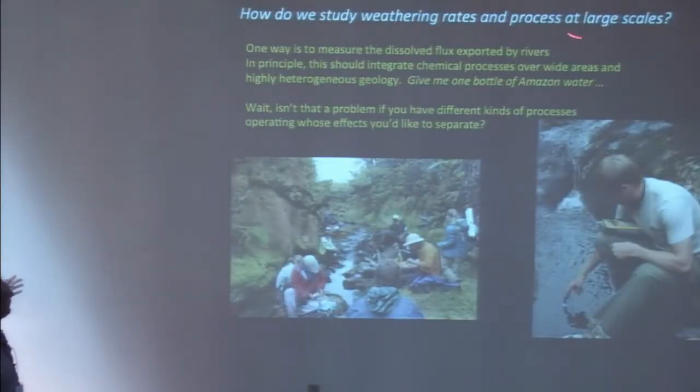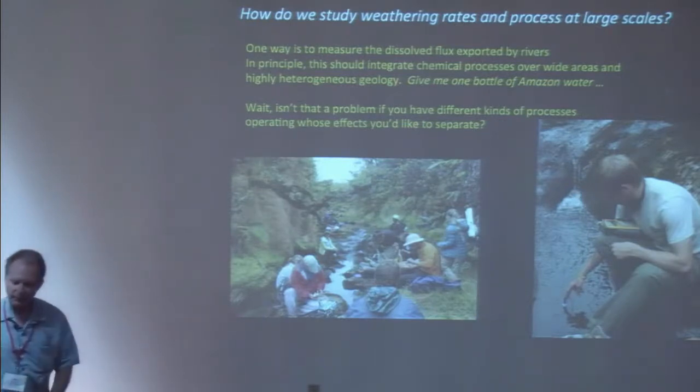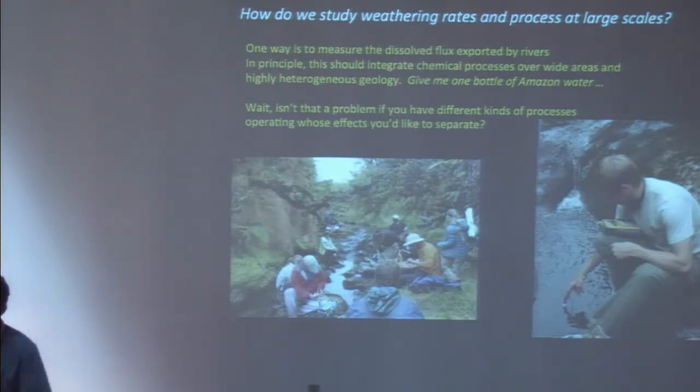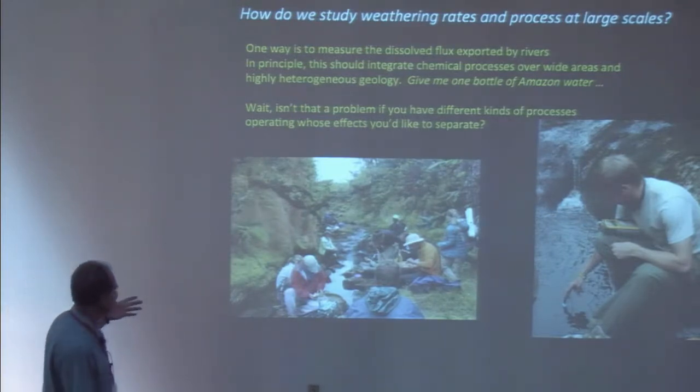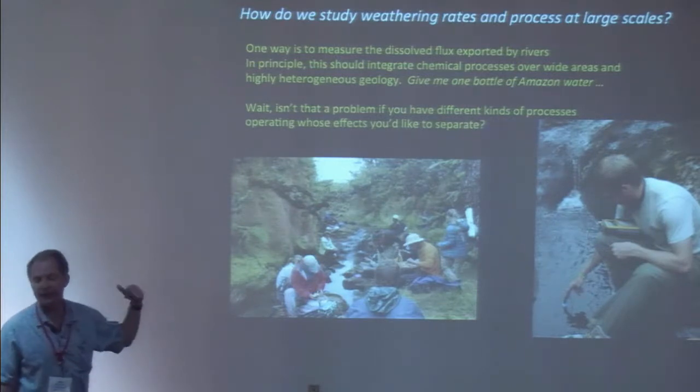So how do we study weathering rates and processes at large scales? Because I've said it's pretty hard to go from the nanometer scale to the scale of the Amazon basin and do that very well. So one way is we can measure the dissolved flux exported by rivers. So this integrates over a wide area. We already talked about some of the sampling issues with zirconology, right? Water's a little bit different, but nevertheless you're integrating a whole bunch of processes upstream, even in a simple catchment.